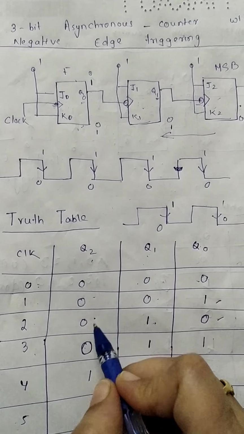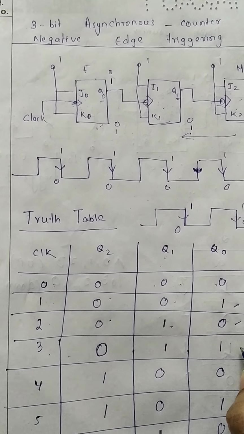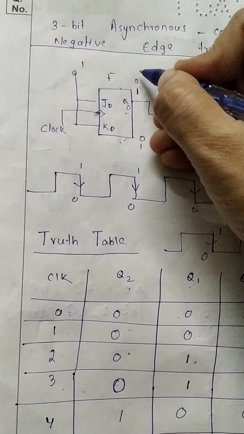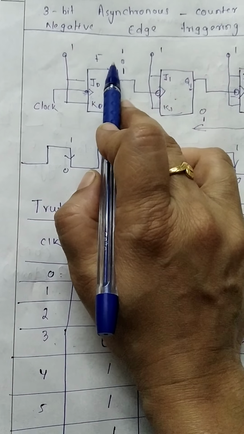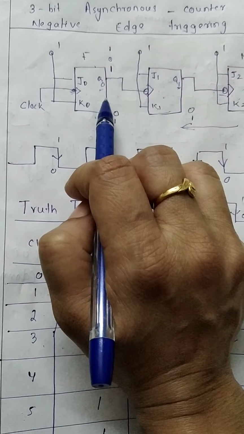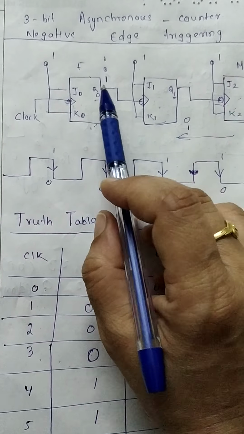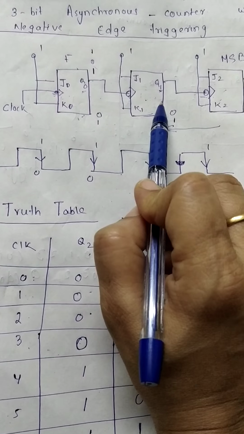Next, for my third clock pulse, I am giving one value here. So when I am giving here one value, then what is happening? I should go from 1 to 0 for negative triggering. That means nothing will go to here. That means there will be no change here.